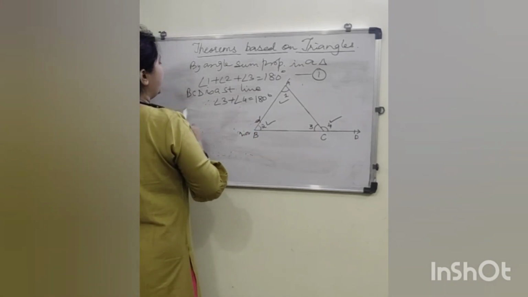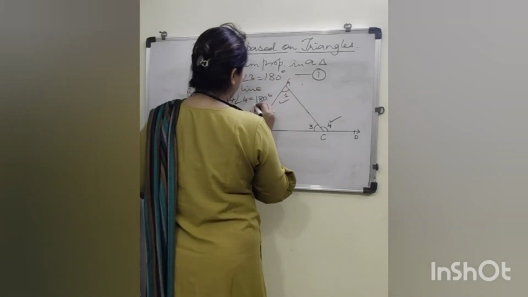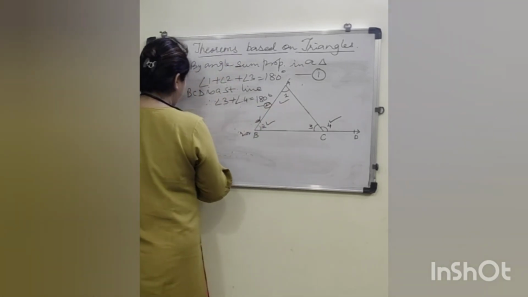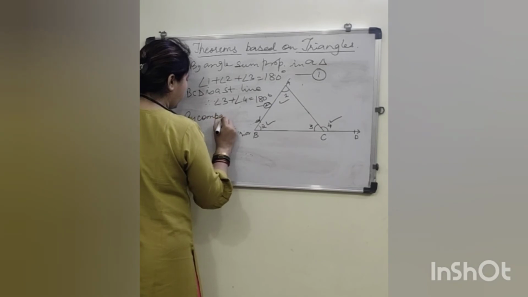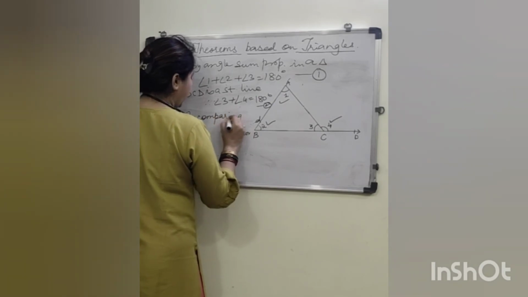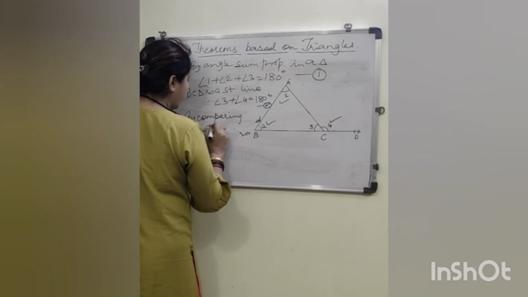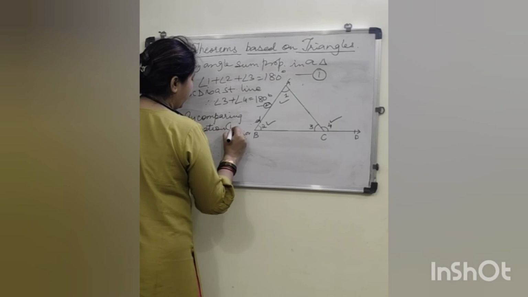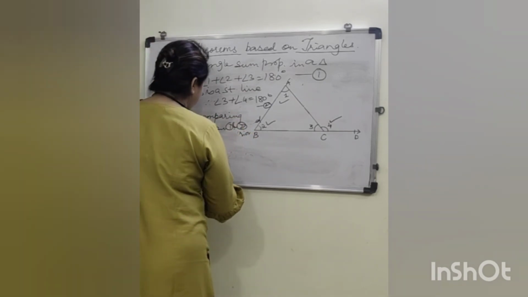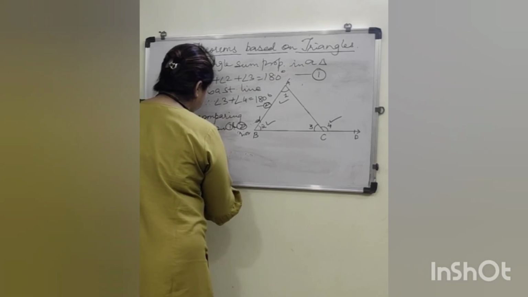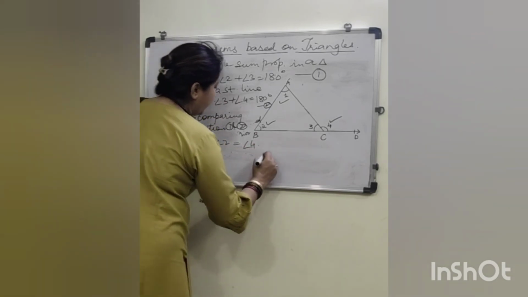If you compare these two, equation 1 and equation 2, what you can get? Angle 1 plus angle 2 is equals to angle 4, and hence proved.